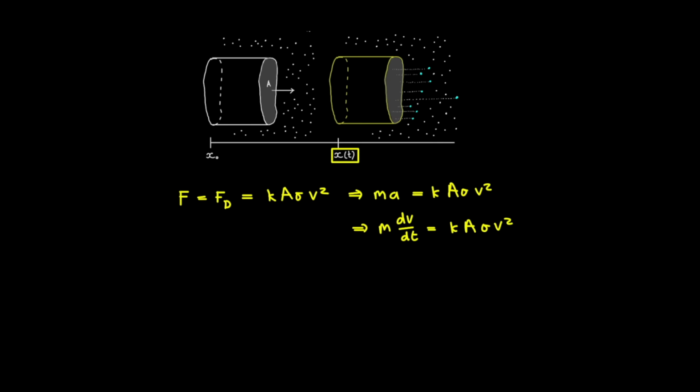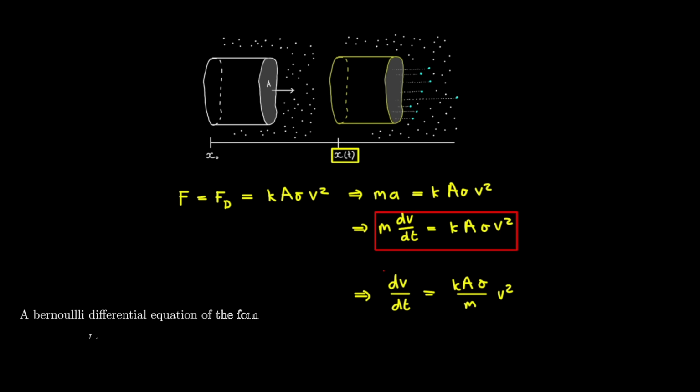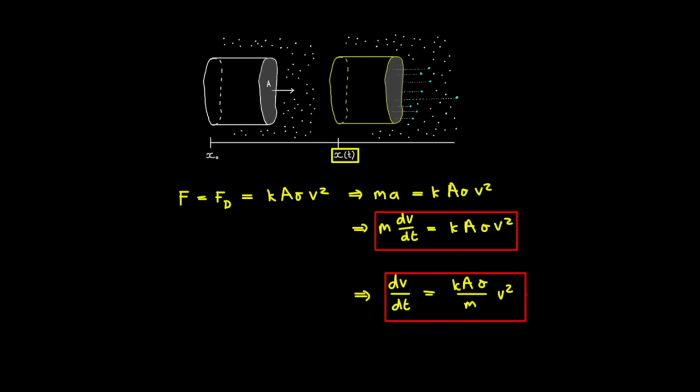Now, this equation is a differential equation, and moreover, it can be transformed into a special kind of differential equation, namely a Bernoulli equation. And all you have to do is divide both sides by m. So you have dv/dt is equal to k a sigma over m times v squared. And this will turn out to be a Bernoulli equation where the n is equal to 2. The power on the right-hand side is equal to 2. And so you can see my video on the Bernoulli equation, and if you're interested in solving it, you can solve it for the specific differential equation.